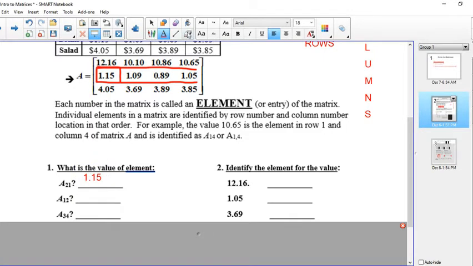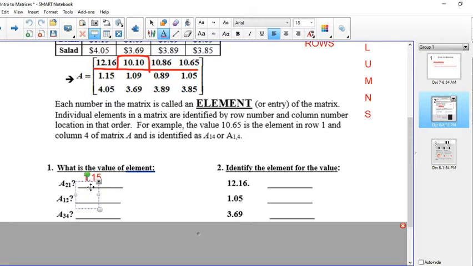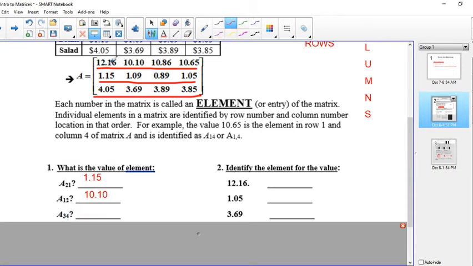A12. That would be row 1, column 2. So it'd be 10.10. So A12 is 10.10. A34 is row 3, first row, second row, third row, and column 4. First column, second column, third column. Here's my fourth column, which means my answer is 3.85.